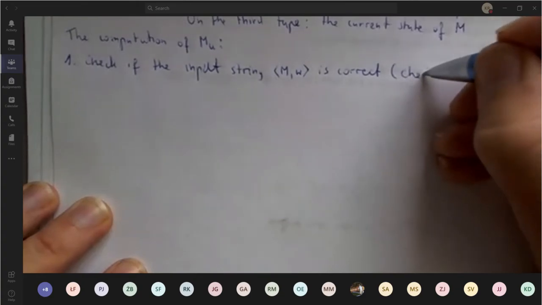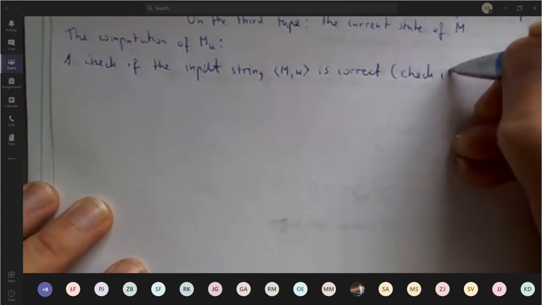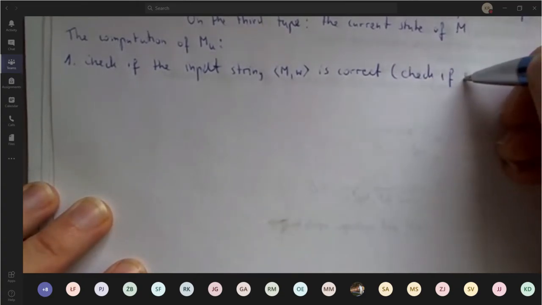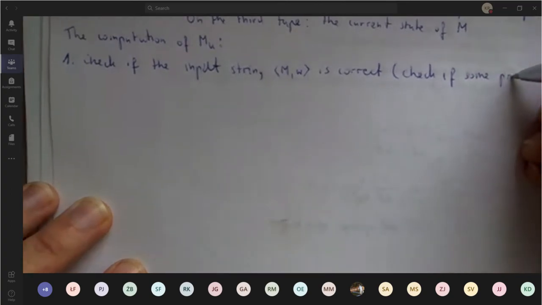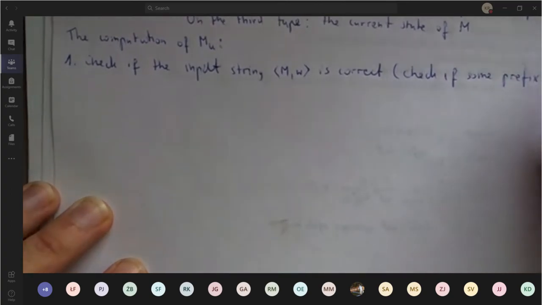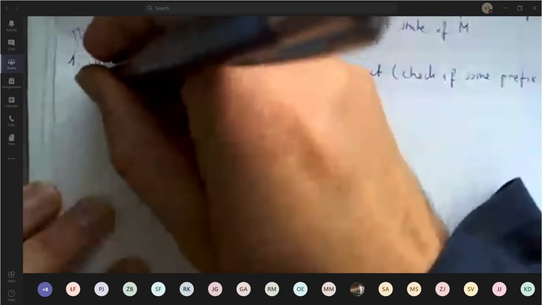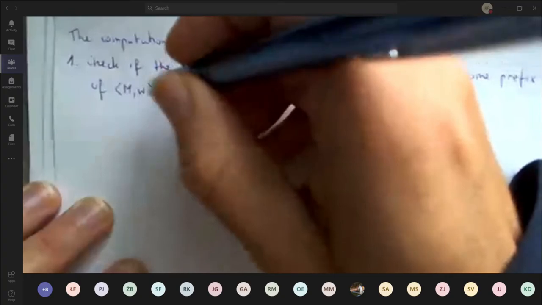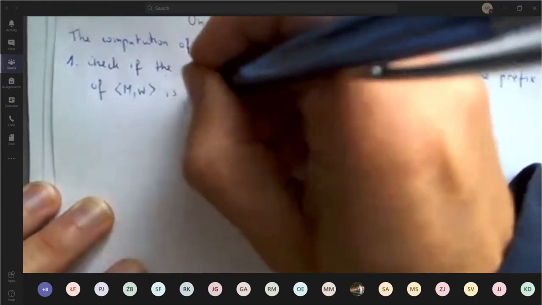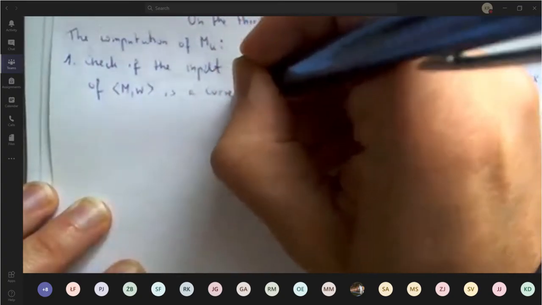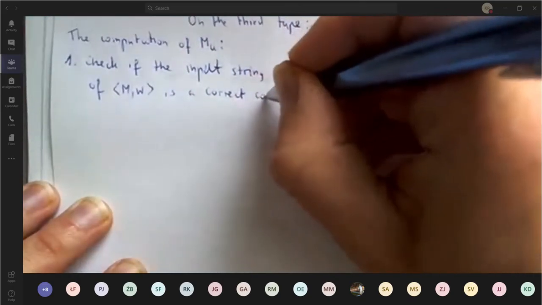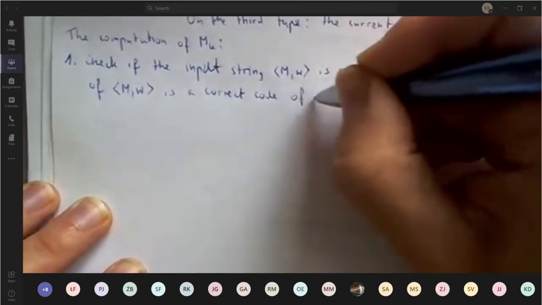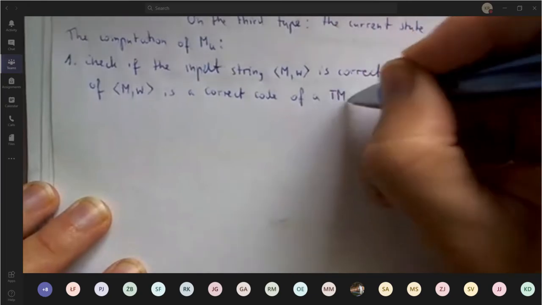So check if some prefix of the input string is a correct code of a Turing machine.